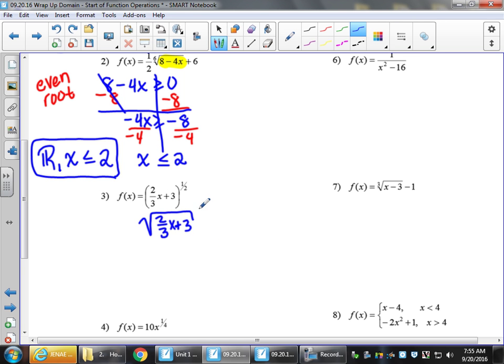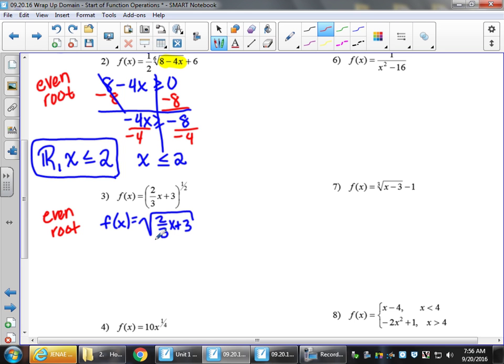It's the same notation. So now that I see it this way, what do I clearly see this is? Again, an even root. It's an even root in disguise. Yes? Yep, greater than or equal to?